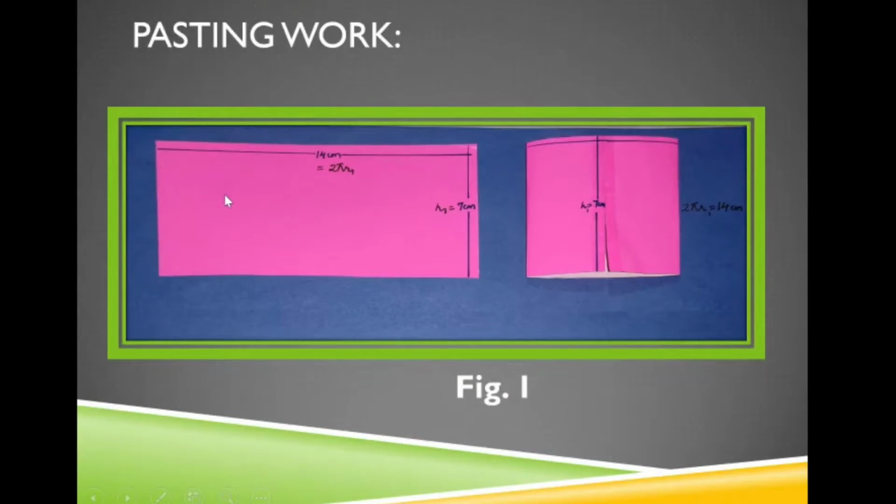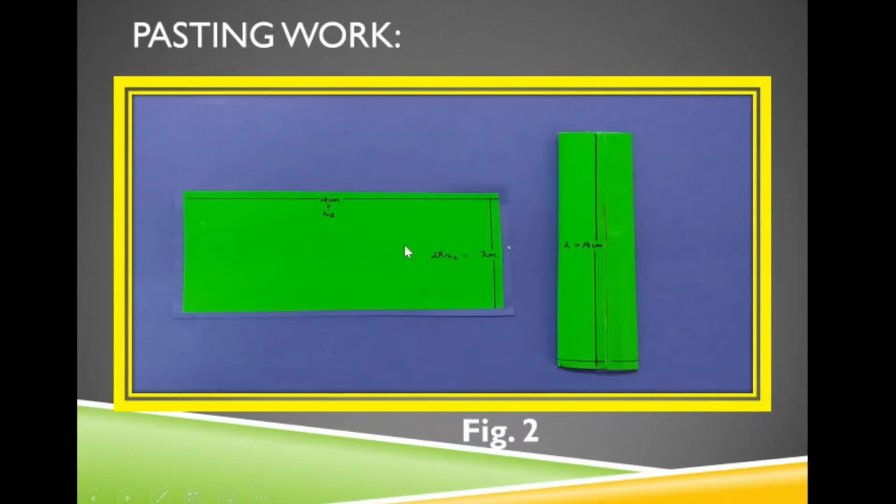Let me tell you the pasting work also. The first figure has the first rectangular strip which is of length 14 centimeters and breadth 7 centimeters, and then I have folded this strip along the length to get a cylinder and sealed the edges using a sellotape. The second figure has again the same identical rectangular strip of side 7 centimeters by 14 centimeters.